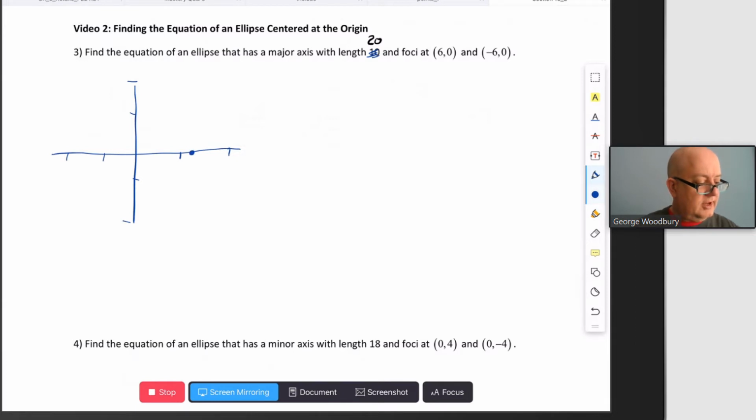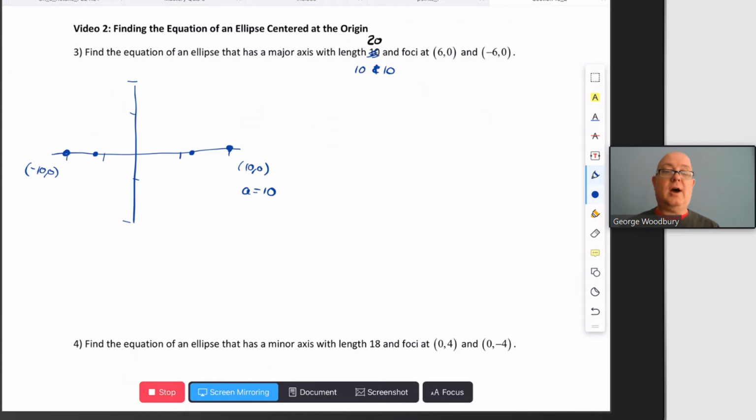The foci are at (6, 0) and (-6, 0). That means they're on the major axis. So the major axis is the horizontal one here. We're told that the major axis has a length of 20. So 20 means that it's 10 on each side. So the vertices on the end of the horizontal axis, the major axis, are at (10, 0) and (-10, 0). That also tells us that a is equal to 10.